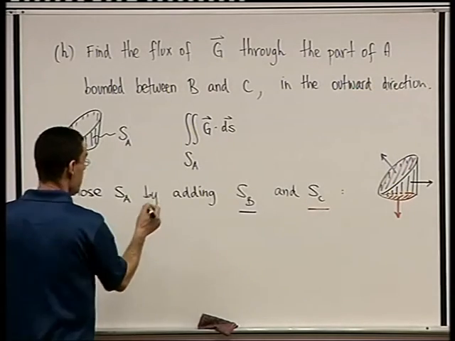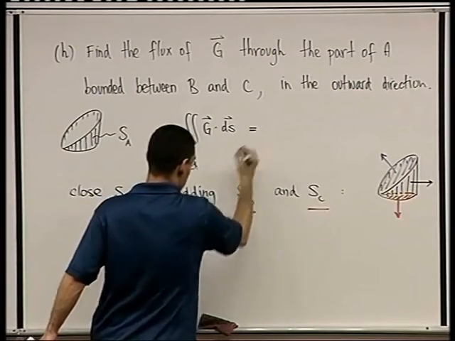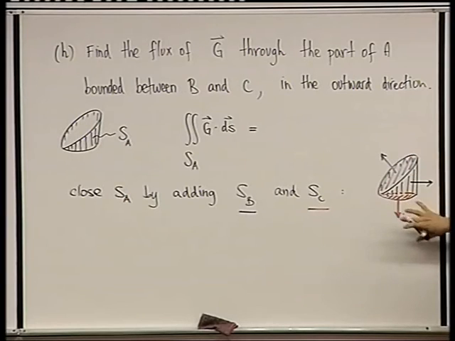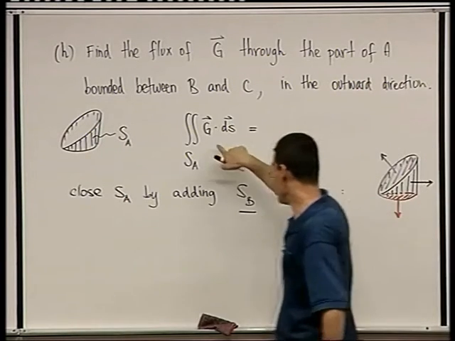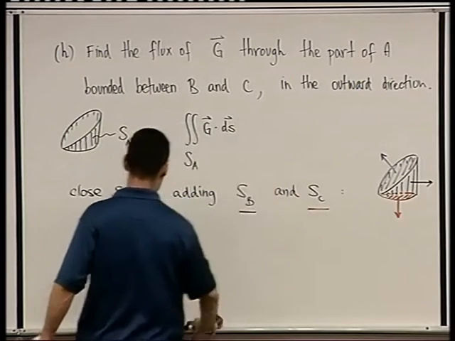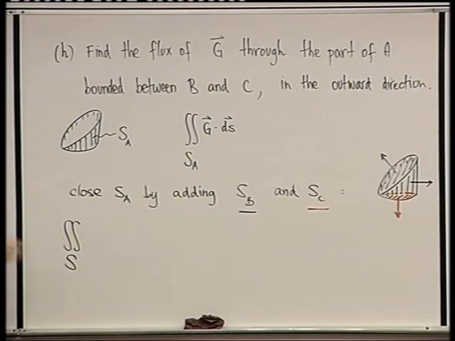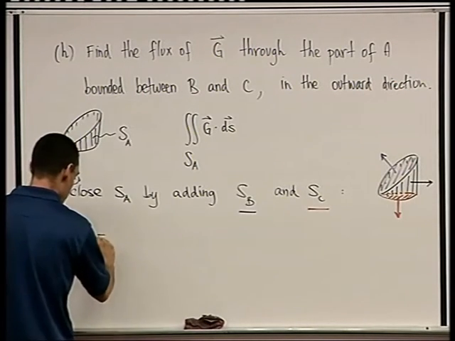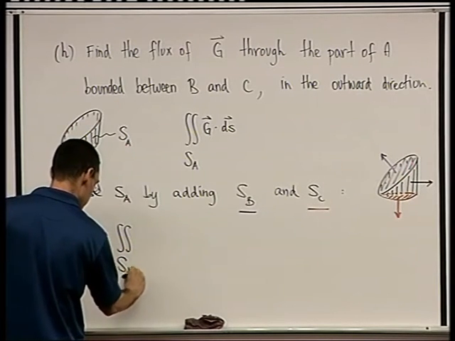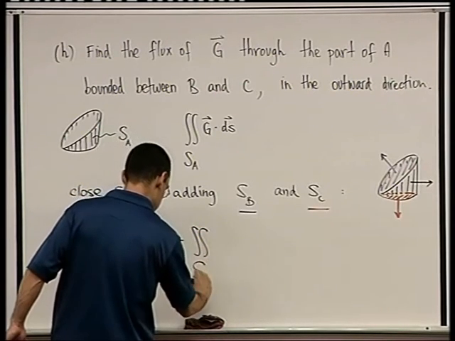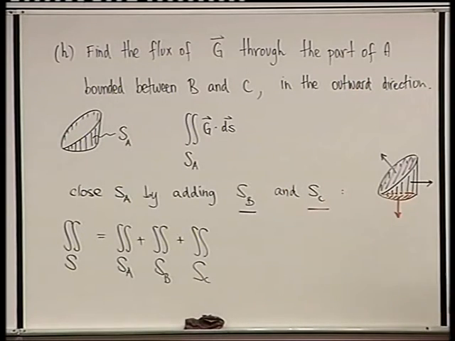And let's write. So now, let's call the entire thing S. So this thing, let's write it separately. The integral over S, and I'm not going to write G dot dS every time, it's always the same thing, equals the integral over SA plus the integral over SB plus the integral over SC, because S is comprised of these three surfaces. Good? So is it clear what S is and what SA, SB, and SC are?